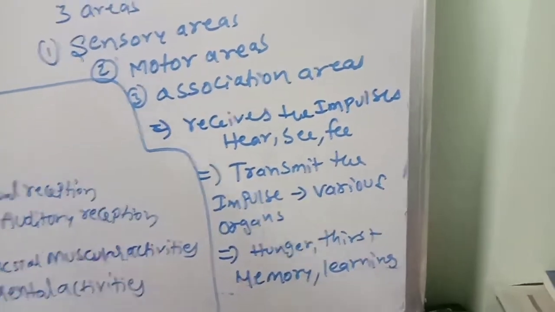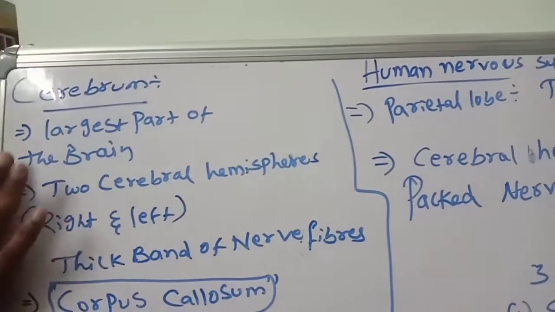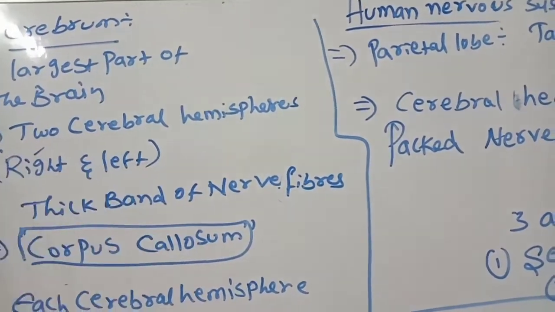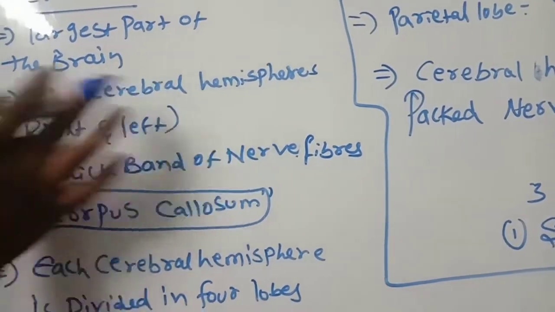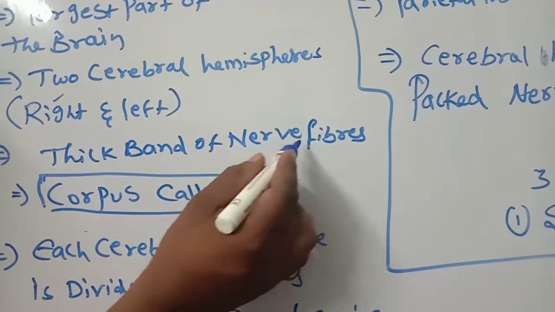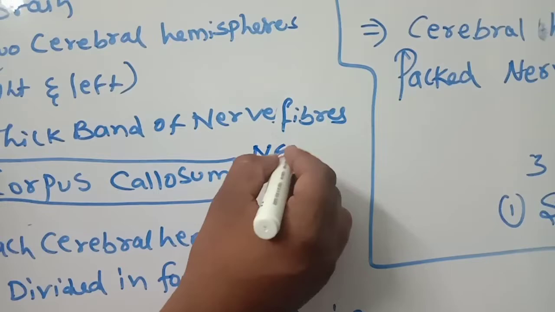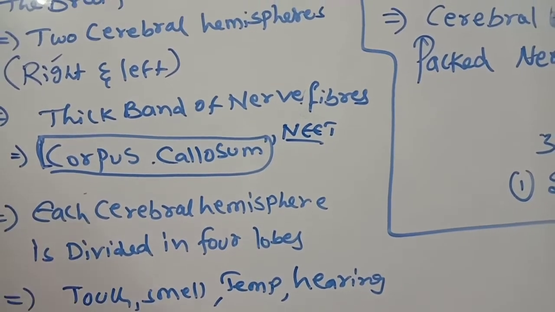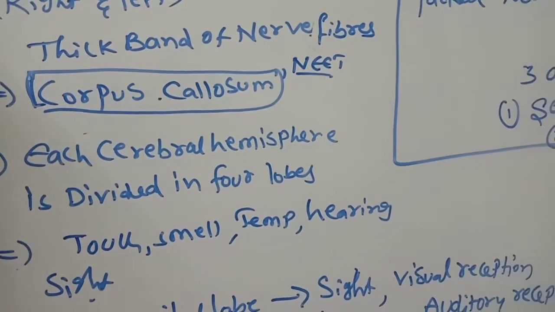The cerebrum is the largest part of the brain. Because of a large groove, the cerebrum is divided into two parts: the right and left cerebral hemispheres. A thick band of nerve fibers connects these two cerebral hemispheres. It is very important: it is called the corpus callosum.